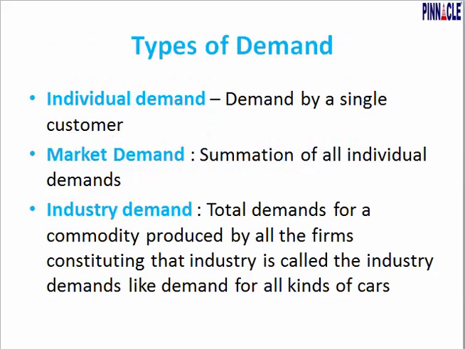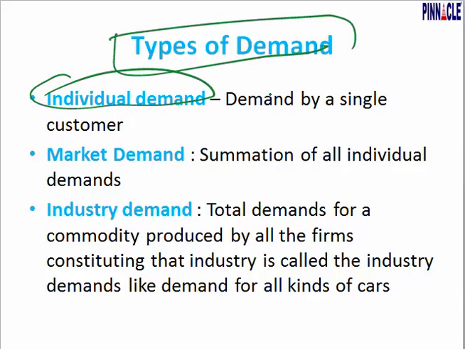Now, the types of demand. One is individual demand. What is individual demand? Demand by a single customer. I think it is very clear, self-explanatory: demand by a single customer. But what is market demand? Summation of all individual demand. This is also clear because we have already discussed that.